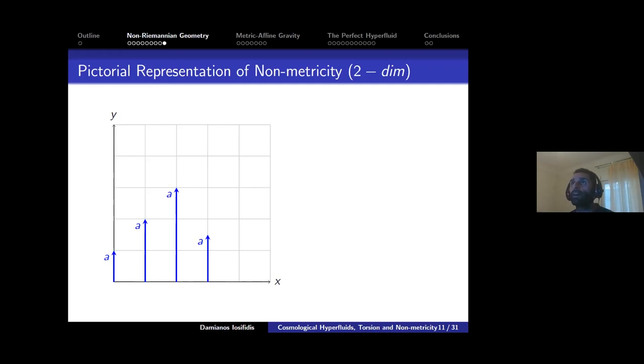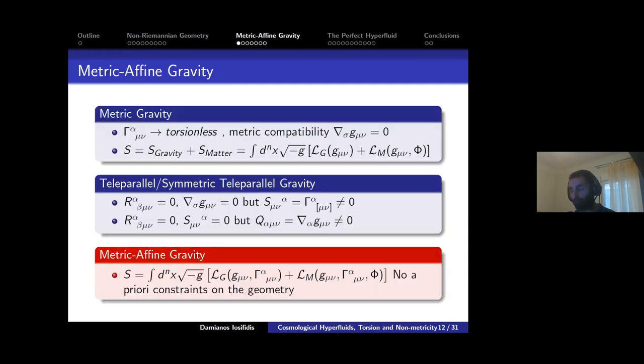This is the part that has to do with the geometry. So now let's dive into the physical part. As we know, there are three most common, not the only, but three common frameworks to formulate gravity theories.